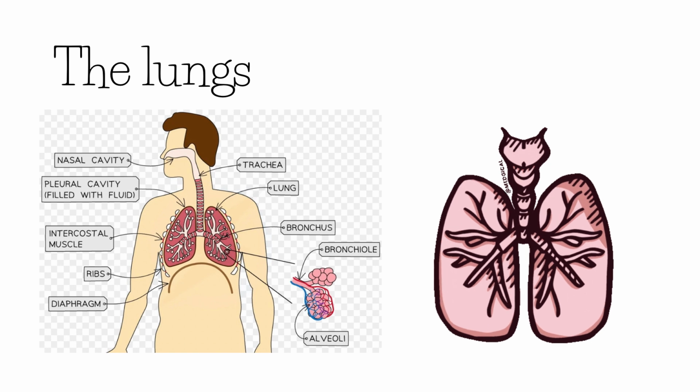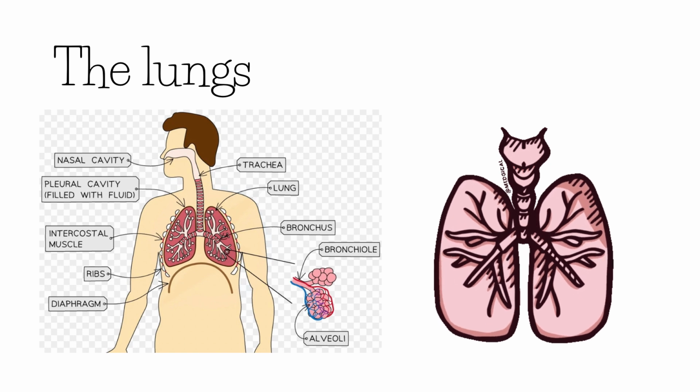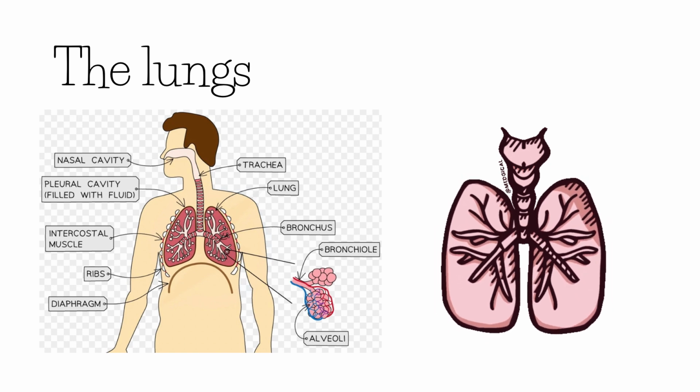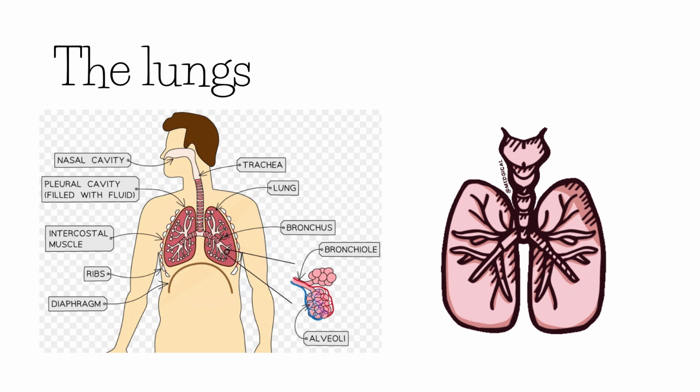When breathing in, the diaphragm contracts and becomes flat, and the intercostal muscles move the rib cage up and out. When breathing out, the diaphragm relaxes and has a dome shape, and the intercostal muscles move the rib cage in and down. The heart lies in the thoracic cavity.